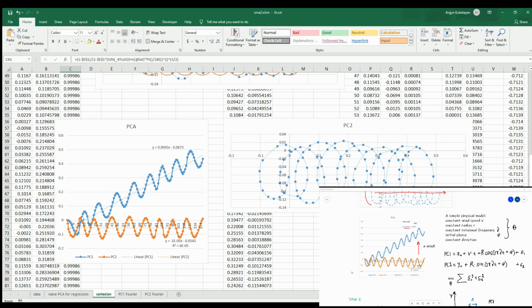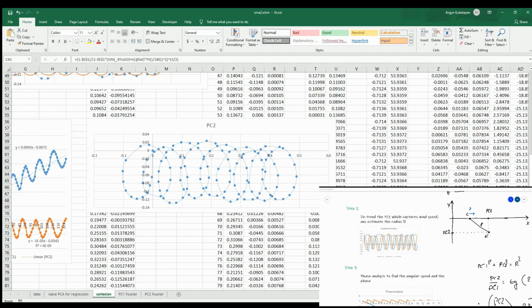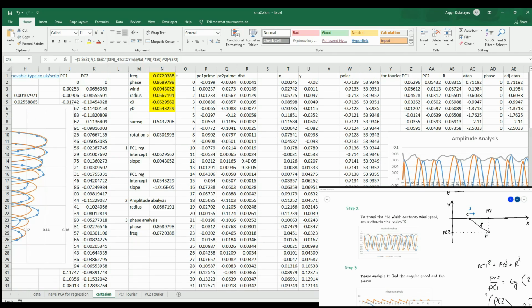So this is principal component 1, principal component 2. I just have the trend line, and from the trend line, you can derive the speed of the wind and also the offsets of principal components 1 and 2. Yeah, this was principal component 2 as a function of principal component 1. Right, and then for amplitude analysis, again in Excel, it was rather easy, right? Here's my amplitude analysis.